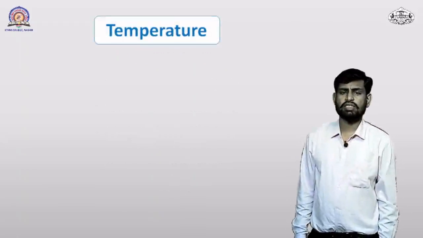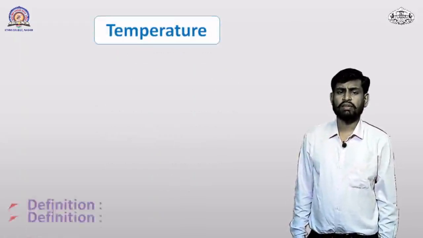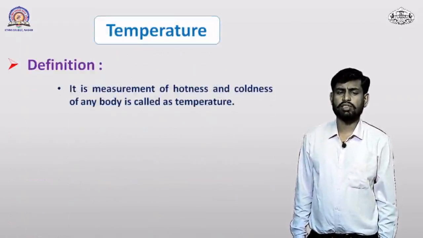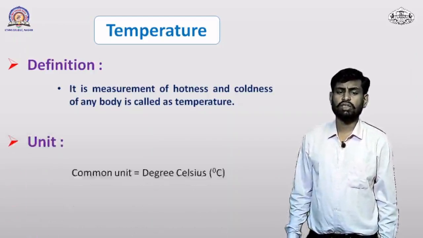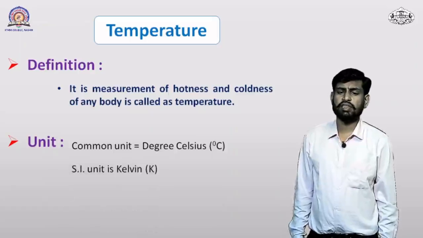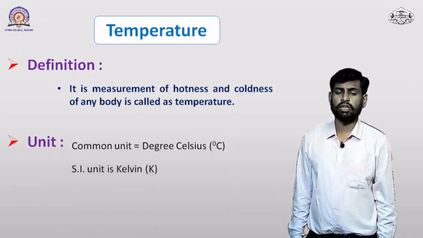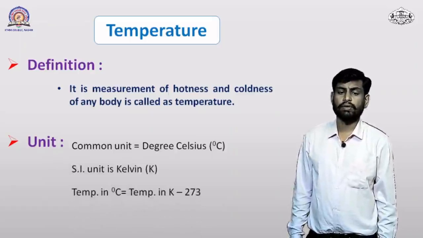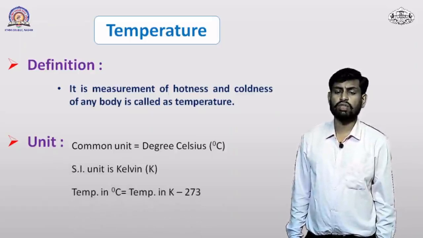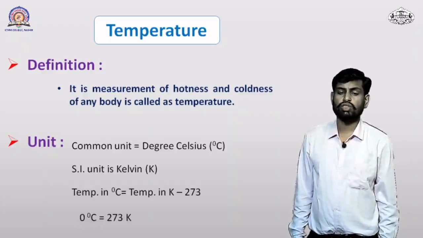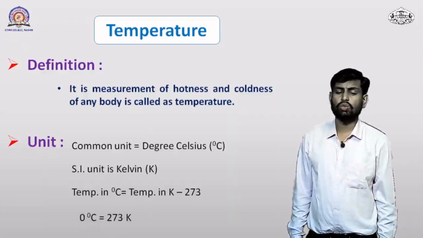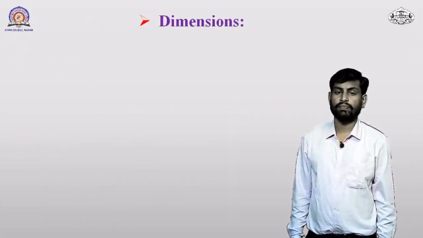We will discuss the next point, temperature. First the definition: the measurement of hotness and coldness of any body is called temperature. The common unit of temperature is degree Celsius and the SI unit of temperature is Kelvin. Temperature in degree centigrade is equal to temperature in Kelvin minus 273. 0 degree centigrade is equal to 273 Kelvin.